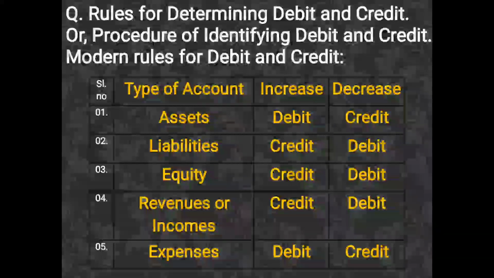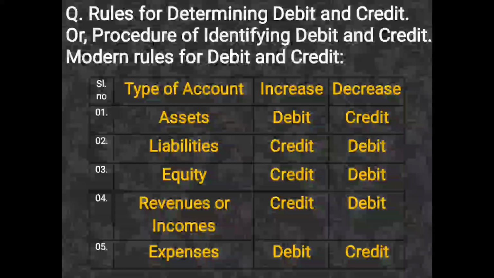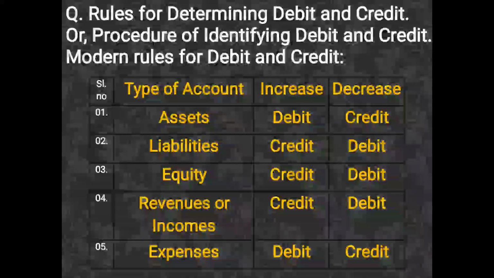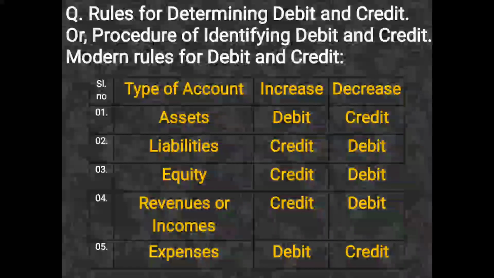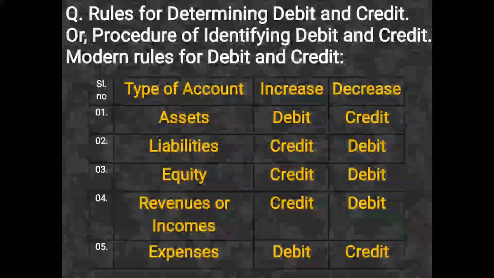The opposite rules for expenses of asset. When expenses is increased, then it is debited. But when expenses is decreased, then it is credited. These are the current or modern rules for determining debit and credit. Dear students, I think you have copied the formula or procedure for identifying debit and credit for modern rules.